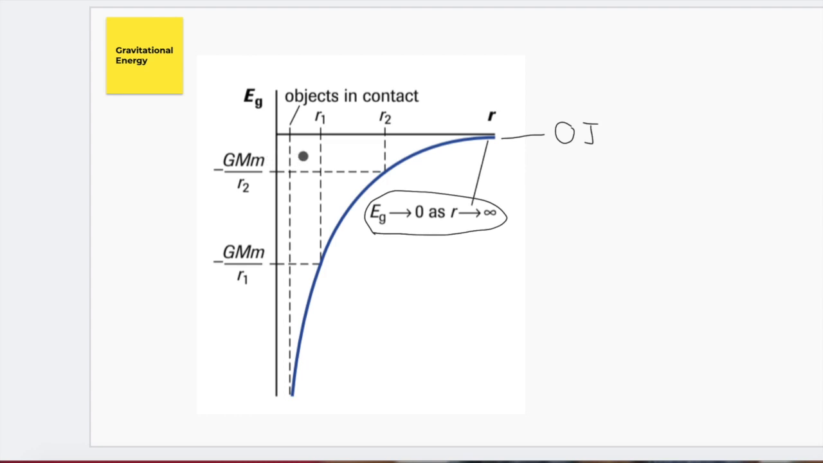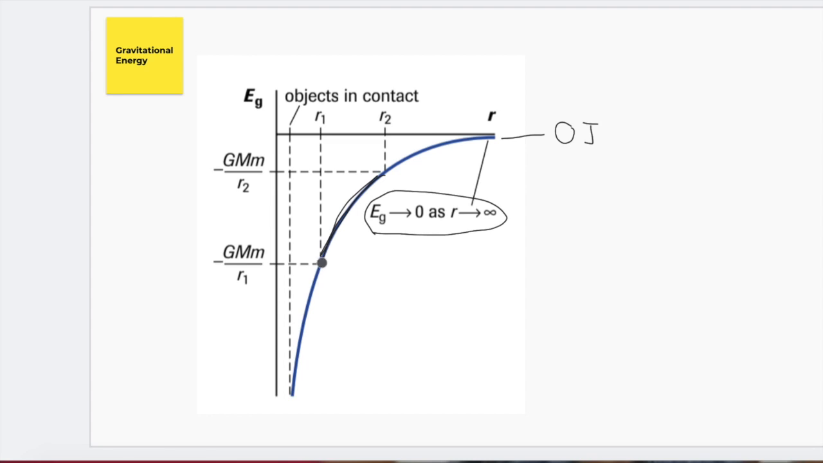So this might seem kind of weird. What can it mean to have a negative gravitational potential energy? Well, there's a few reasons why this might be, but I'm going to neglect talking about those just for the second. And I want to point out one little thing here. Now I know it says here objects in contact, but whatever. Let's just say that this part of the graph is where we're going to spend our attention.